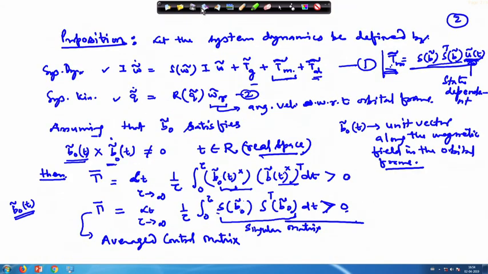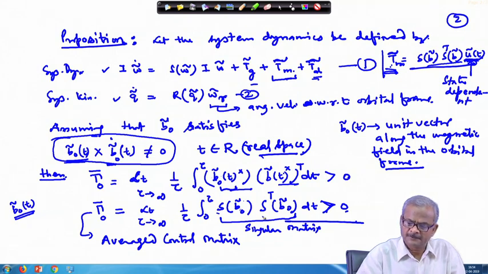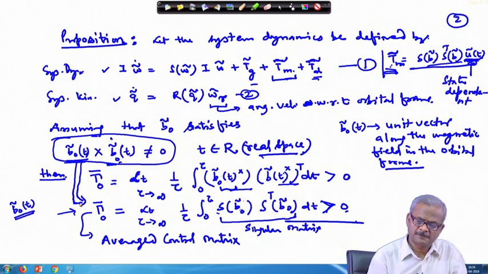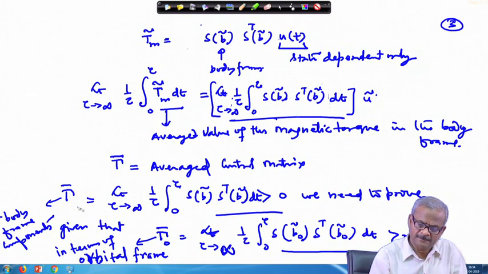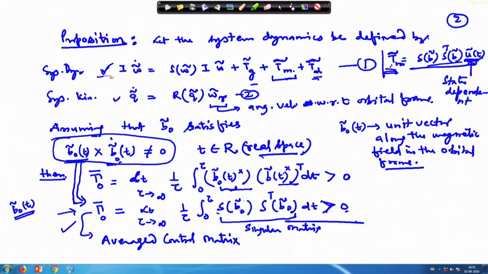So, based on the assumption that this condition is satisfied, which implies that we should write gamma bar 0 here, 0 also in this place, because this is in the orbital frame. So, this implies this. And if this is given, then we need to prove that this will be true. That means we have to prove that gamma bar is non singular. So on an average we can do the control along the 3 axes for this system which is described here. So, this is the objective. This is the proposition, it states like this.